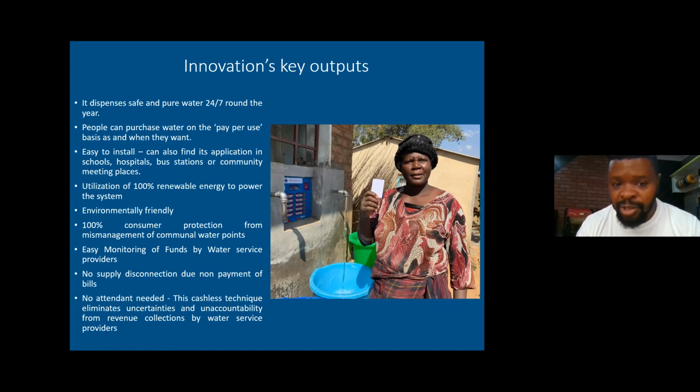It's 100% renewable energy, and we've also discussed the importance of that. And it's also easy to monitor the funds by the water service provider, because each and every transaction is actually recorded. And in such case, there is accountability. Everyone knows what is going on. There's no theft activity. There's no corruption. There's nothing. And every drop is actually accounted for, and to ensure that it reaches the people.